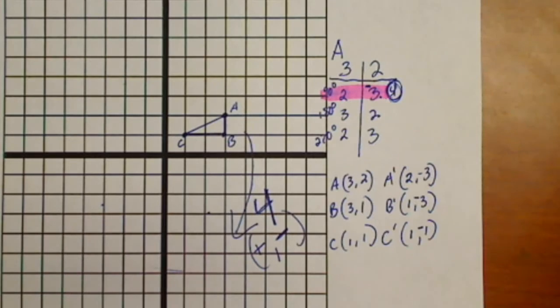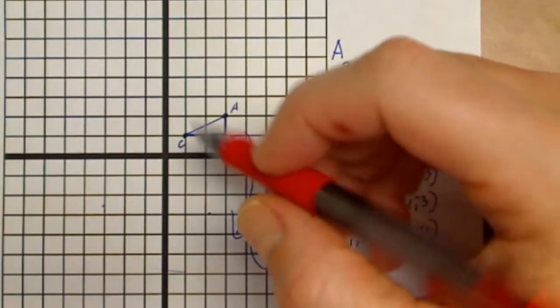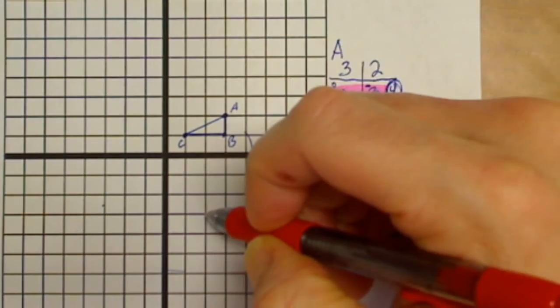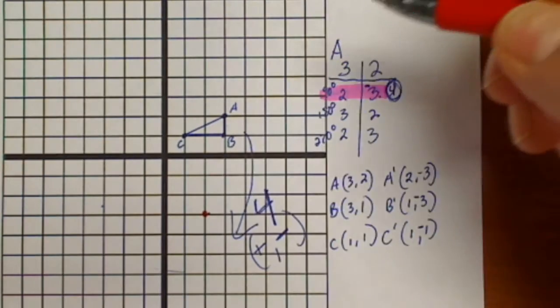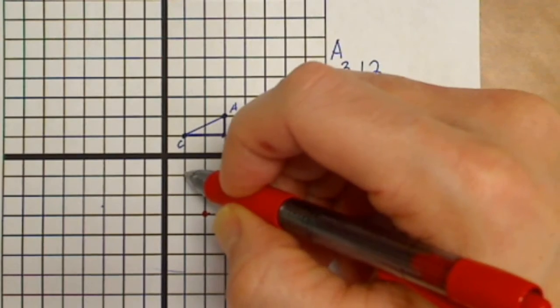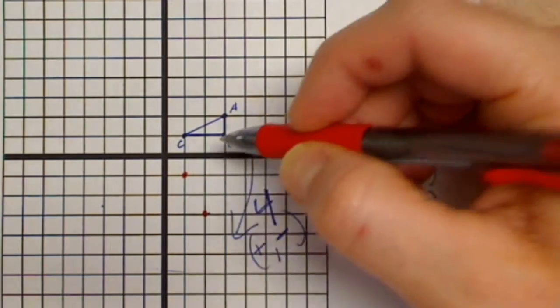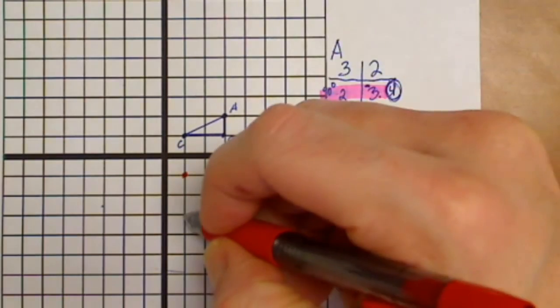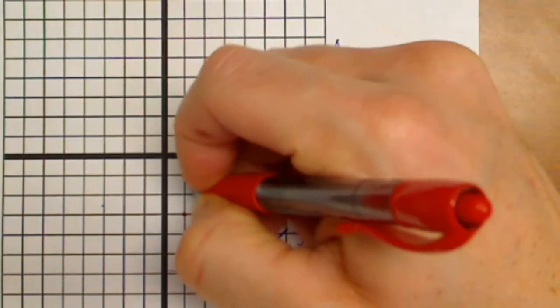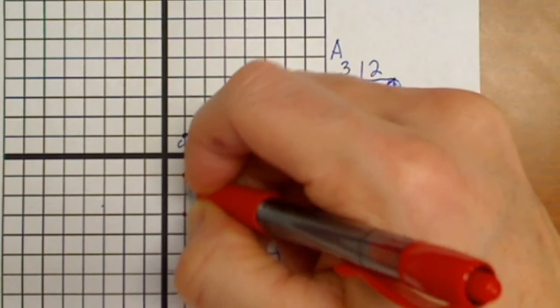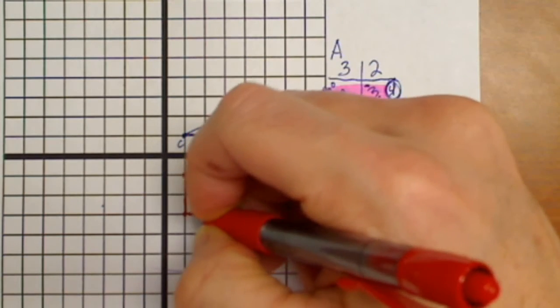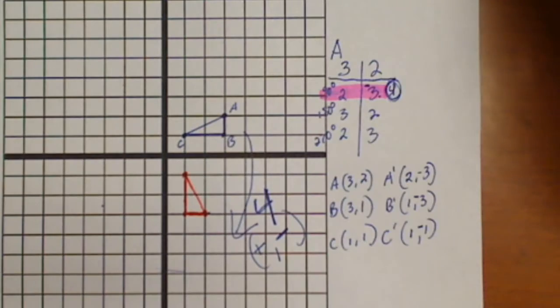And I will go ahead and graph that. Let me do it with a different colored pen. So (2, -3) is right there. (1, -1) is right there. And which one am I missing here? (1, -3) is right there. So my new triangle has been rotated like that.